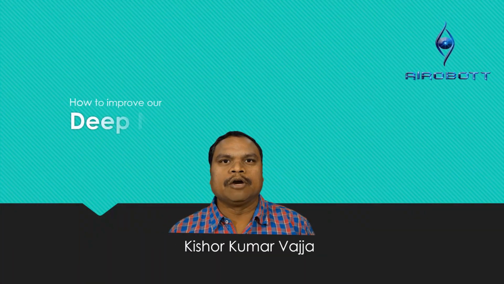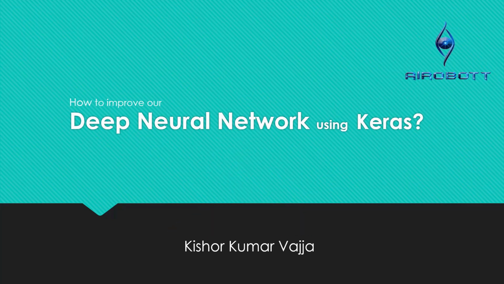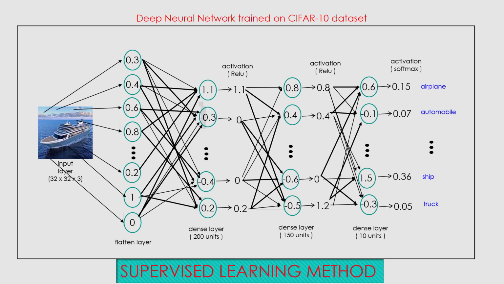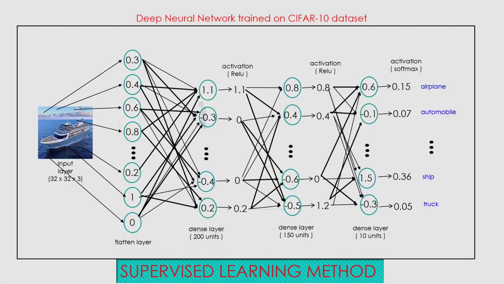Today we are going to learn how to improve our deep neural network using Keras. In the previous tutorial, we built a simple deep neural network which was trained on the CIFAR-10 dataset. It gave an accuracy of 52.5% on the training set and 49.2% on the testing set. The reason may be that there is nothing in the network that takes into account the spatial structure of the input images.